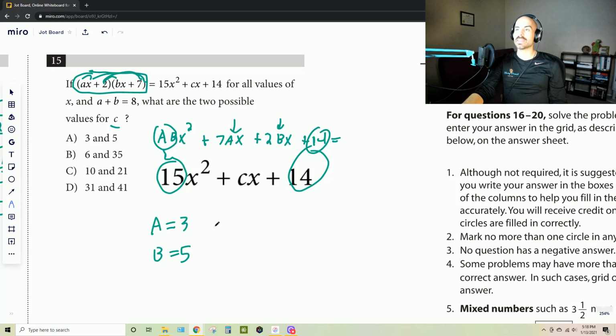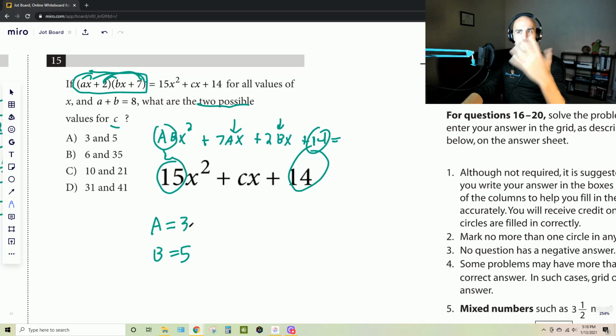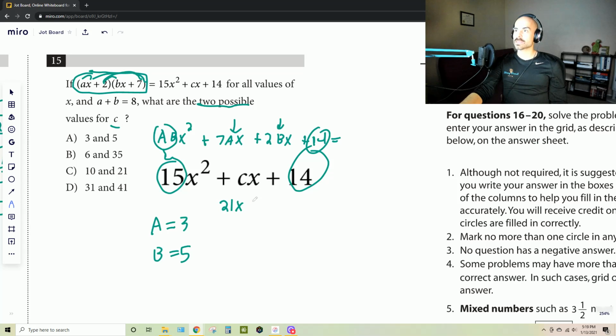Honestly, it really won't matter at this point, because the reason they're giving us two possible values is they recognize that you could be flipping it at any point. So when you ask yourself which one it is, I know it's got to be one or the other, and they're giving us two possible values. That's where the wiggle room comes in. So 7 times a is 21x, plus 2 times b, which is 5, so that'd be 10x. And what we see is that c could possibly equal 31, and the only option that's giving us this is D.